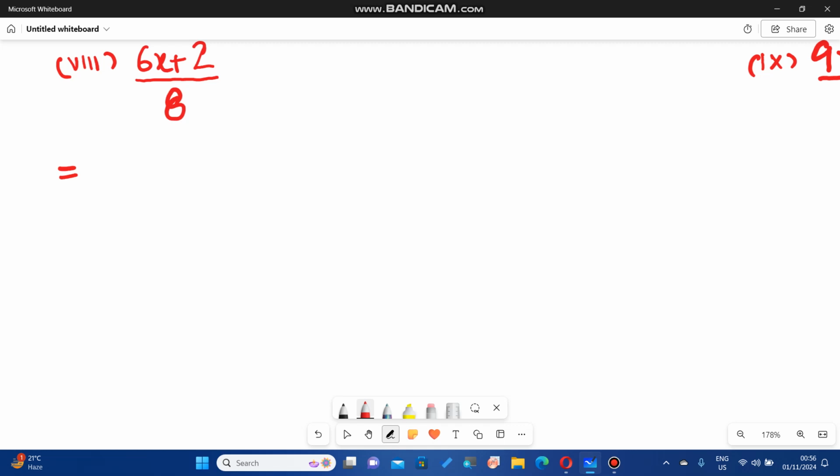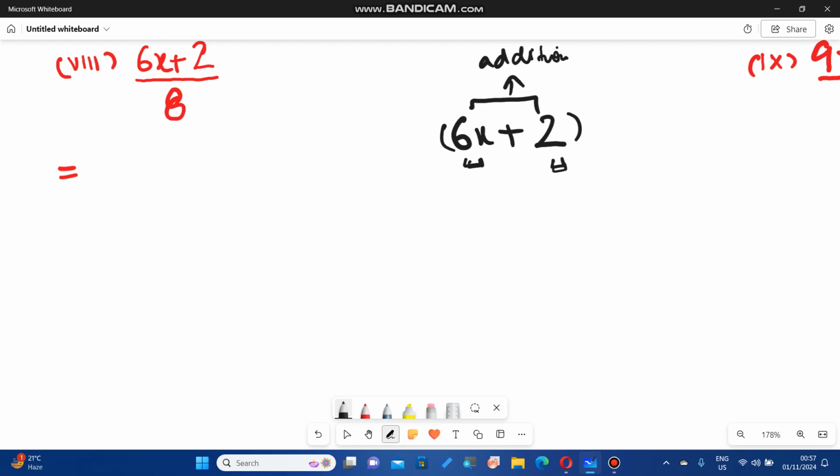We can't. Why can't we cancel something? Because here in the numerator we have the term 6x plus 2. That is addition. We cannot cancel something out of it unless we add them together. Now can we add 6x to 2? We cannot add them together since 6x has a variable with it and 2 does not. 6x is a different term and 2 is a completely different term. This is a monomial and this is a constant.